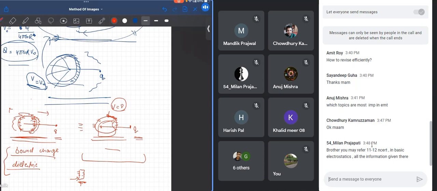How to revise efficiently? If you revise topic wise, then everything will be organized in your mind, and so you can solve a GATE question much better. So try to revise topic wise, like one topic, finish it completely, then start another topic. And if you plan your 2 to 3 months, whatever is left in your preparation, topic wise, then that will help you a lot in your GATE exam.